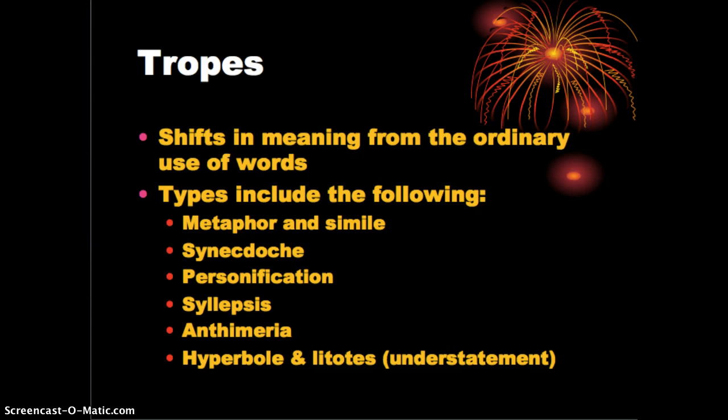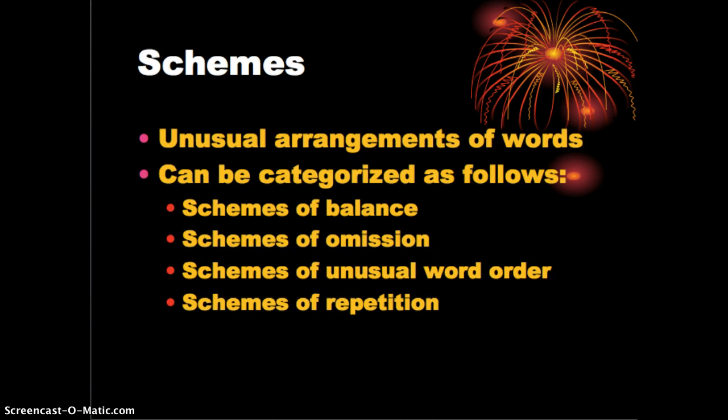So first of all, tropes. This occurs when you have a shift in meaning from the ordinary use of words. And there are numerous different kinds, including metaphors and similes, synecdoche, personification, solipsis, anthimeria, and hyperbole and litotes. Schemes are unusual arrangements of words which can be categorized as schemes of balance, schemes of omission, schemes of unusual word order, schemes of repetition.